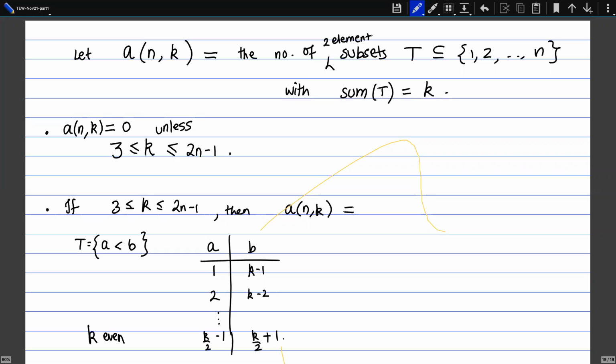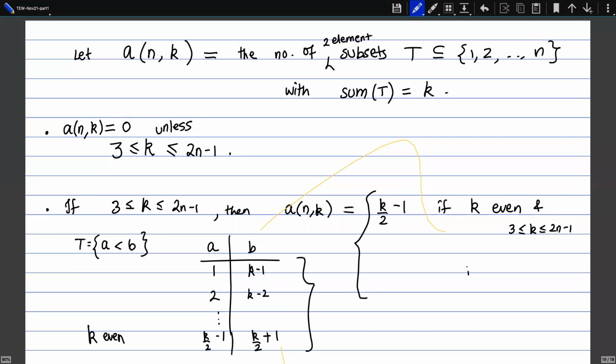That's the largest choice possible, right? So what is the total number? It's 1 till k by 2 minus 1, right? So A(n, k) is k by 2 minus 1 if k is even and in this range, and between 3 and 2n minus 1. So it's an easy to compute function. So we know it's this.